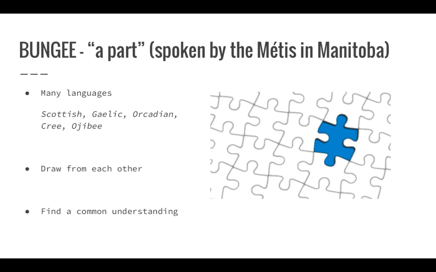The other example is Bunji, a language spoken by Métis in Manitoba in Canada, which drew upon a number of different languages, English, Scottish, Gaelic, Acadian, Cree, and Ojibwe, to find a practical way of communicating amongst these different peoples coming from different backgrounds. So they drew upon each other and found a common understanding.